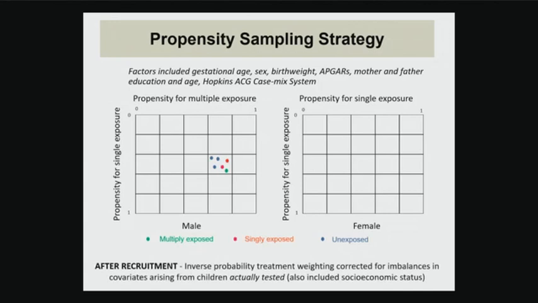So we did another propensity procedure using inverse probability treatment weighting after the recruitment was done to correct for residual imbalances in the covariates arising from children who were actually tested, not just invited. We were also able to include socioeconomic status at this point in this weighting procedure.